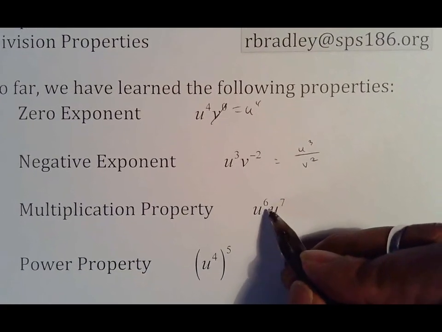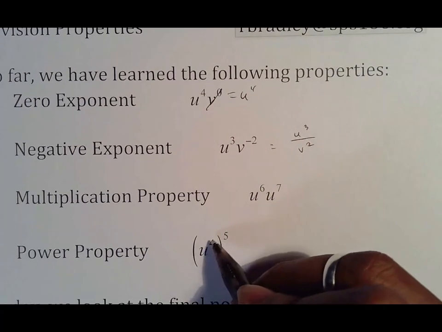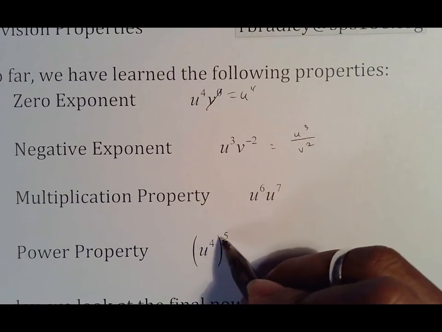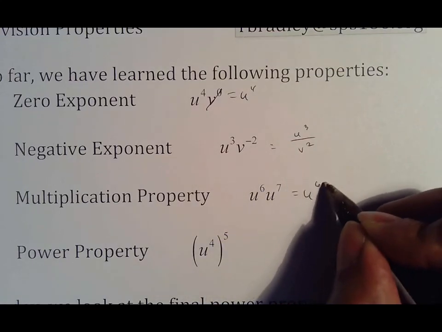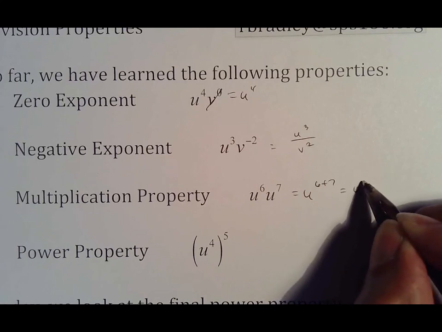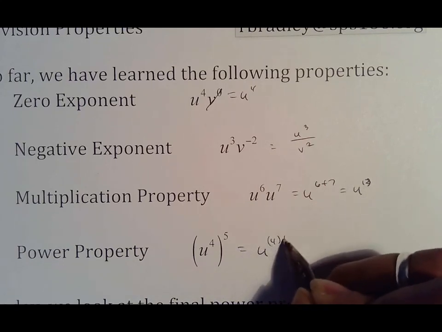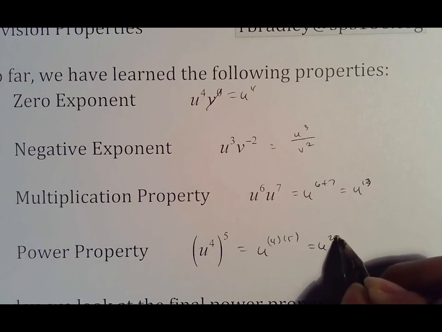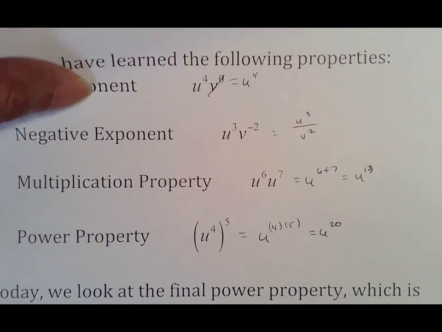We've learned that the multiplication property means that we take these two numbers. Actually, if you get lost and you see both of these, just remember the parentheses means multiply. So since we're not going to multiply these, it means we add them. And this would be u to the 4 times 5, which is u to the 20th when you wrap that up. So those are the four things we've seen so far.